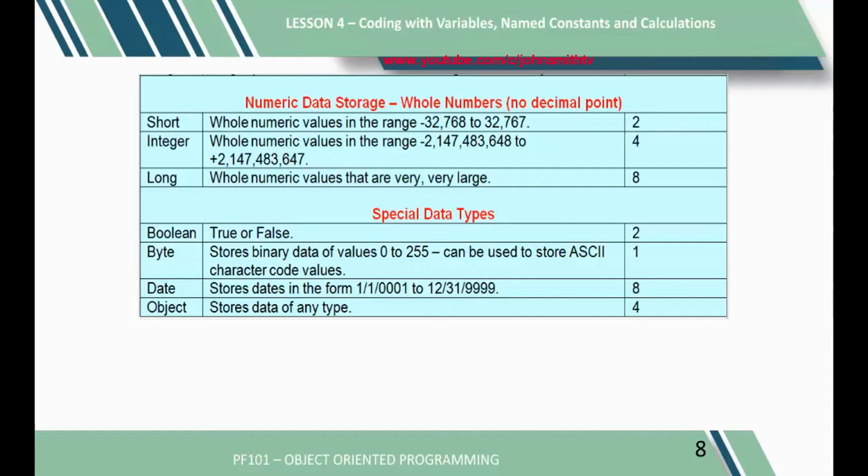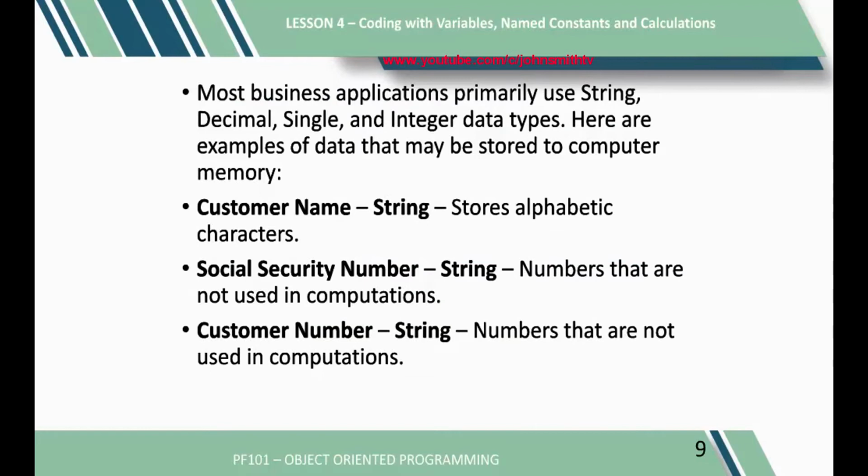Quantity in inventory, integer or short, selection depends on how large the quantity in inventory will be, but the quantity is usually a whole number. Sales tax rate, single or decimal, used to store a percentage value, also used for scientific calculations. Most business applications primarily use string, decimal, single, and integer data types.